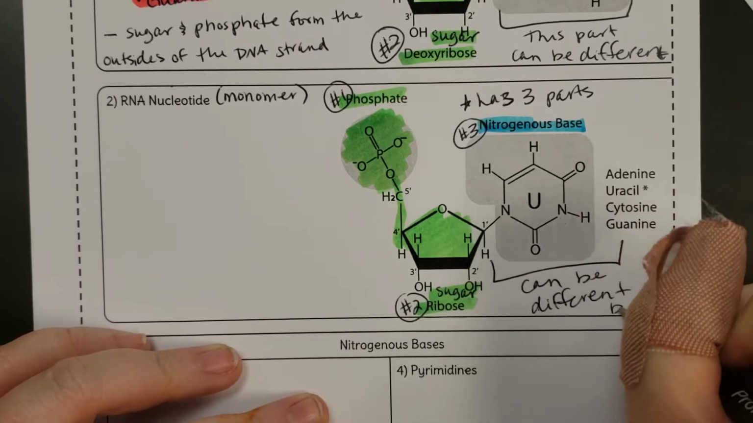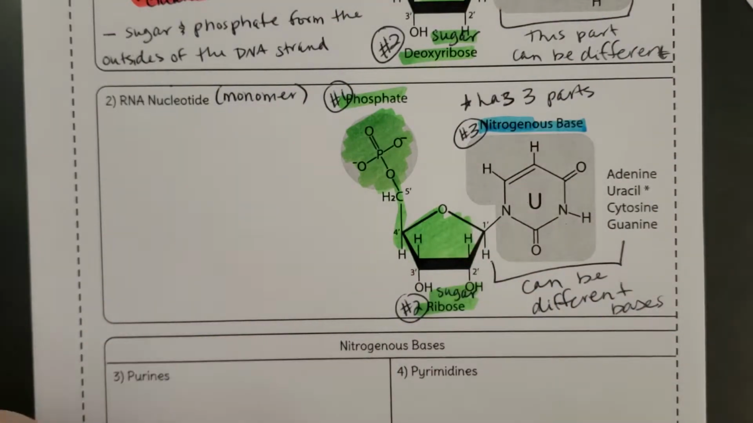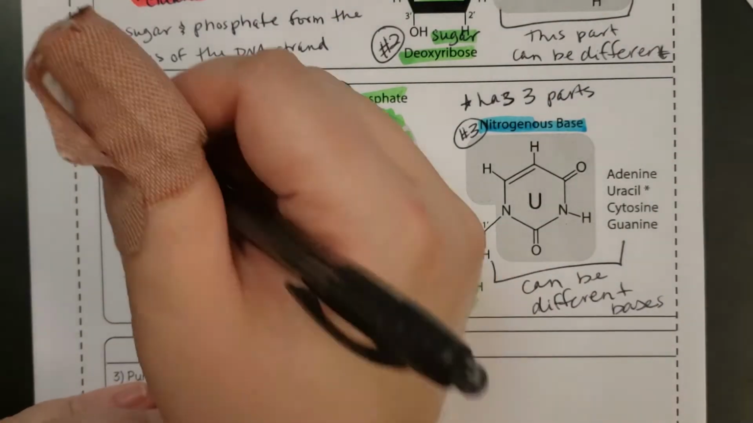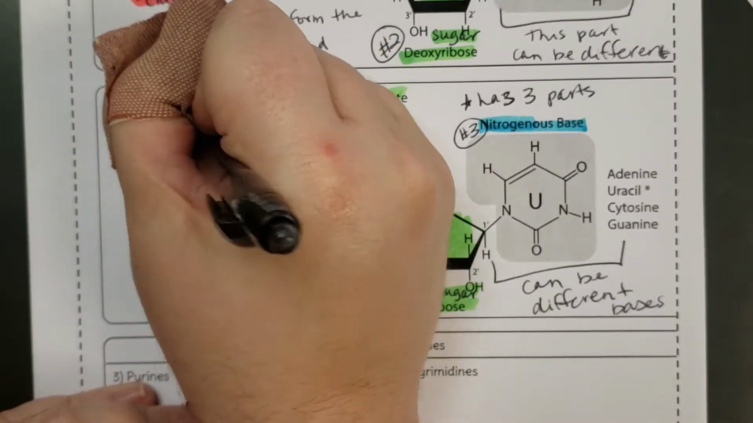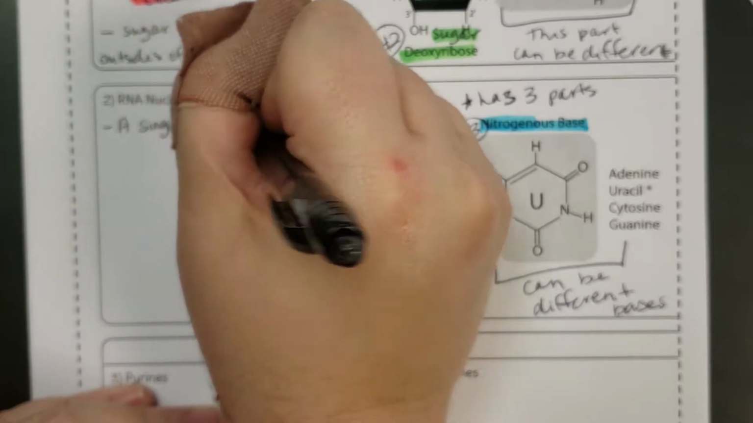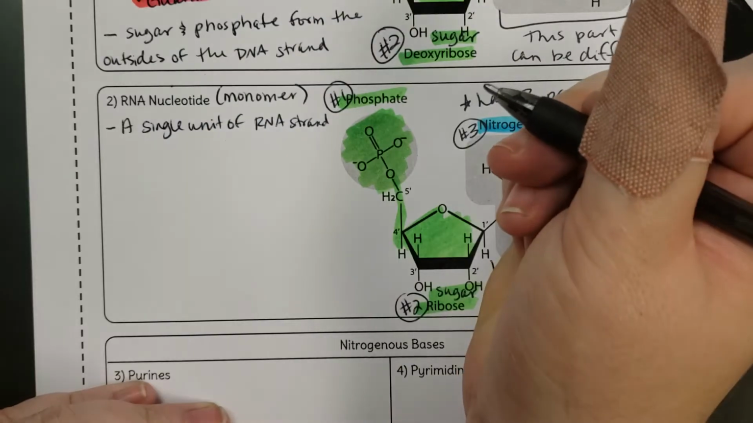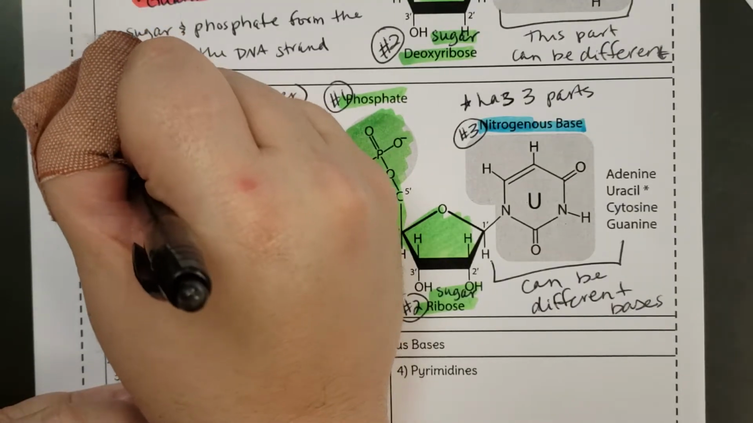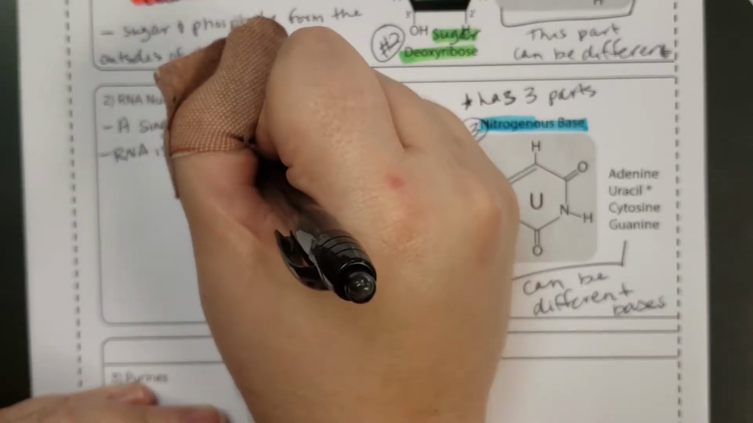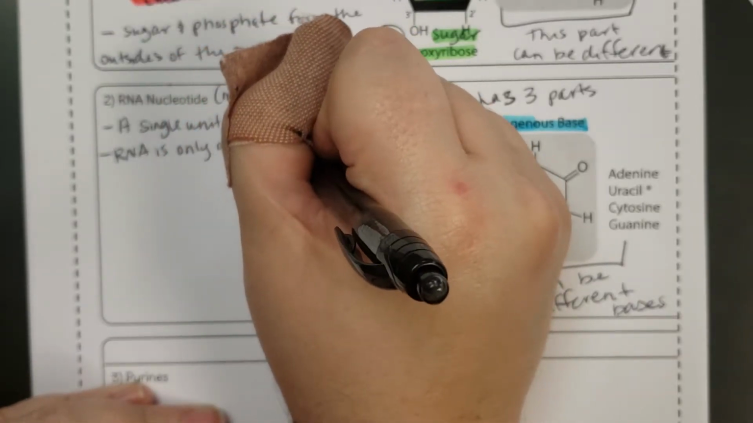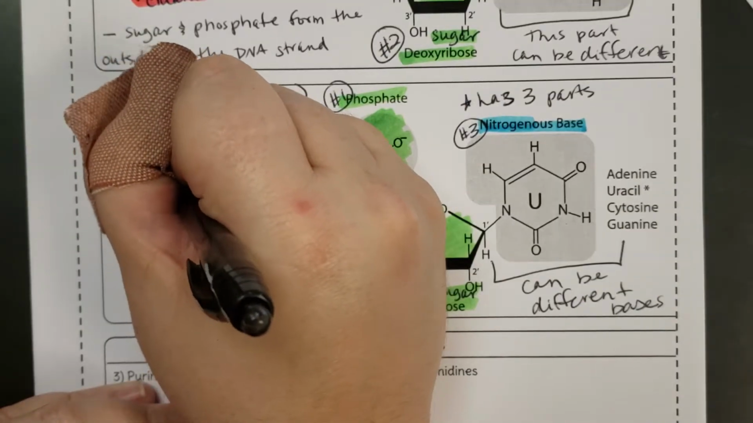Bases, different bases. Okay, so it's similar, but not the same as DNA. All right, so ways it's similar. This is a single unit of an RNA strand. One difference is that RNA is only a single strand. It makes it much smaller, which is going to be important later on. Okay, DNA has 2.